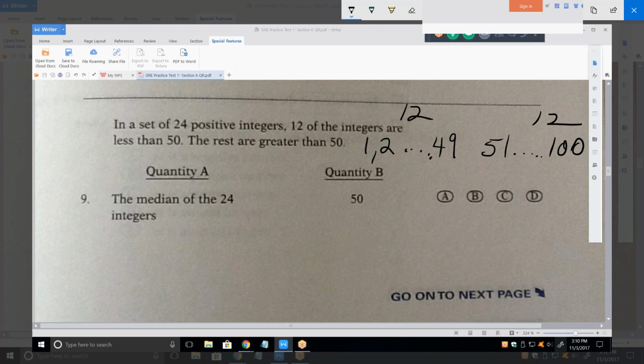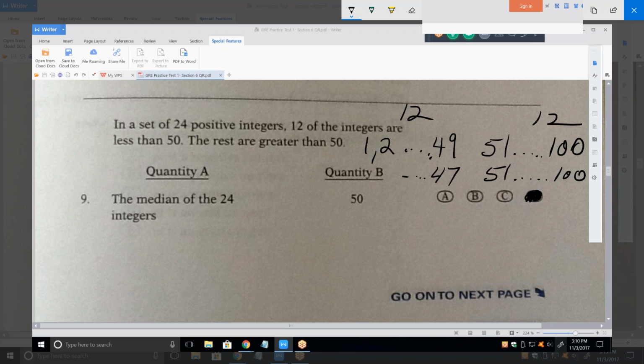50? Correct. But what if I make this 47, and I make that, leave it the same? Now what's the median? 49. So what's the answer to this problem? It's not definitive. Exactly.